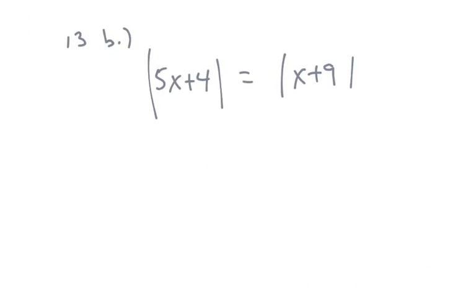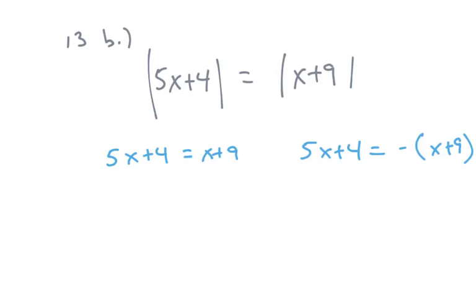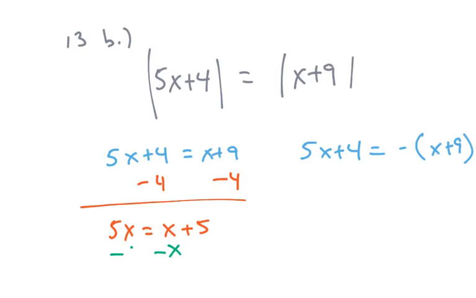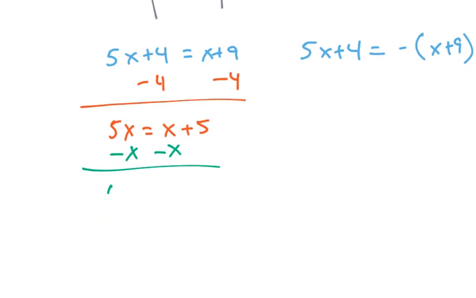And part B, if you see it in this format, it's still the same thing. You just say 5x plus 4 equals x plus 9, and then you make one of them negative. So 5x plus 4 equals negative x plus 9, and solve. So we're going to combine like terms. I'm going to subtract 4 from both sides, and put our x's together. 5x minus x is 4x, which is 5, so x is 5/4.